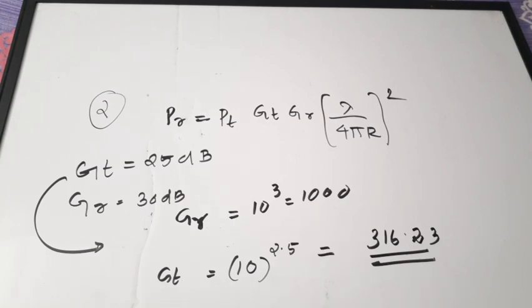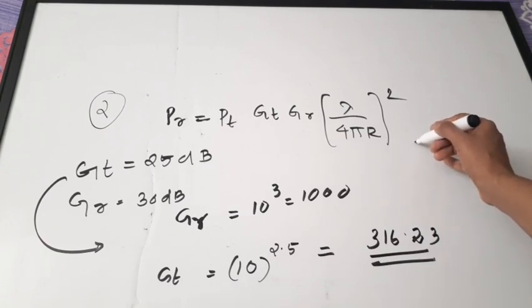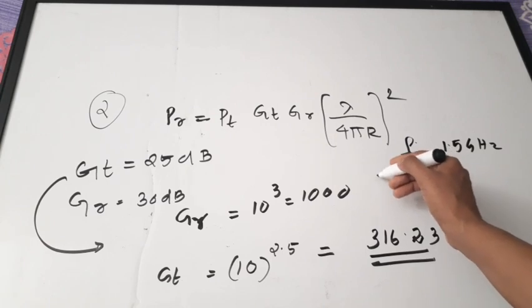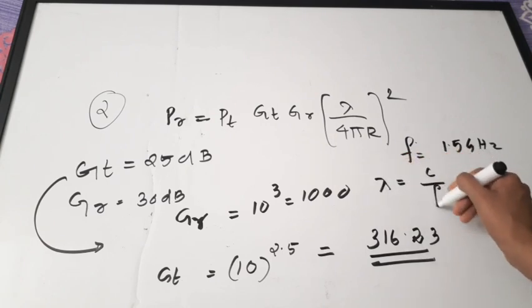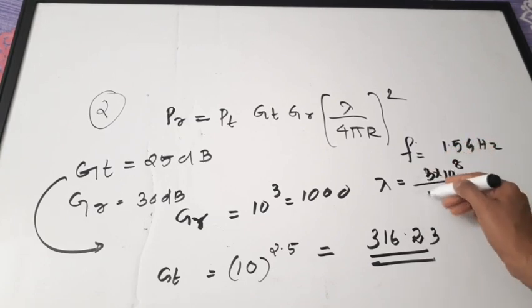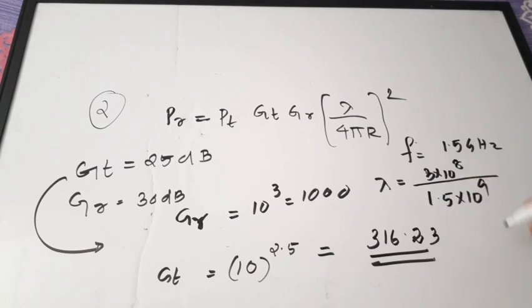Now, the next thing we need to find is lambda. You can see that here the value given is frequency. So frequency is equal to 1.5 gigahertz. So to find lambda, lambda equal to C by F. Substitute C as 3 into 10 raised to 8 and F is 1.5 into 10 raised to 9. Okay. So likewise you have to substitute, and you have to find the value of lambda. You can directly substitute it here in this equation and finally solve it.